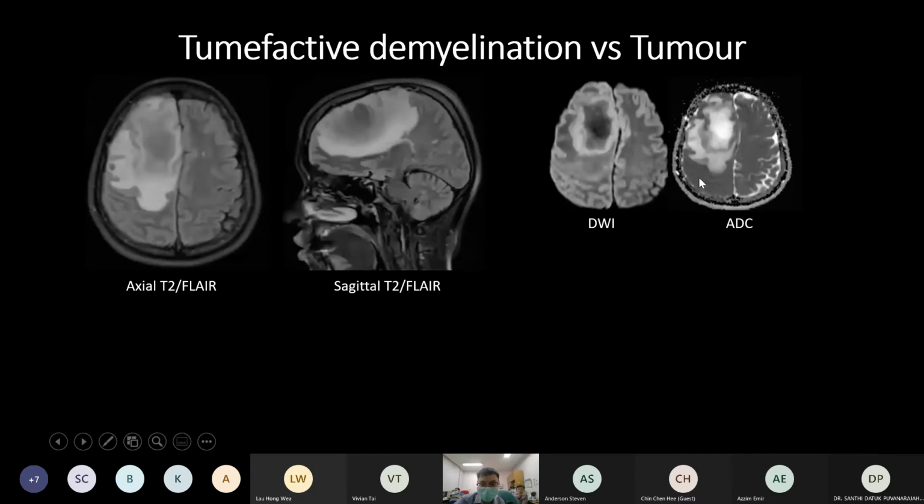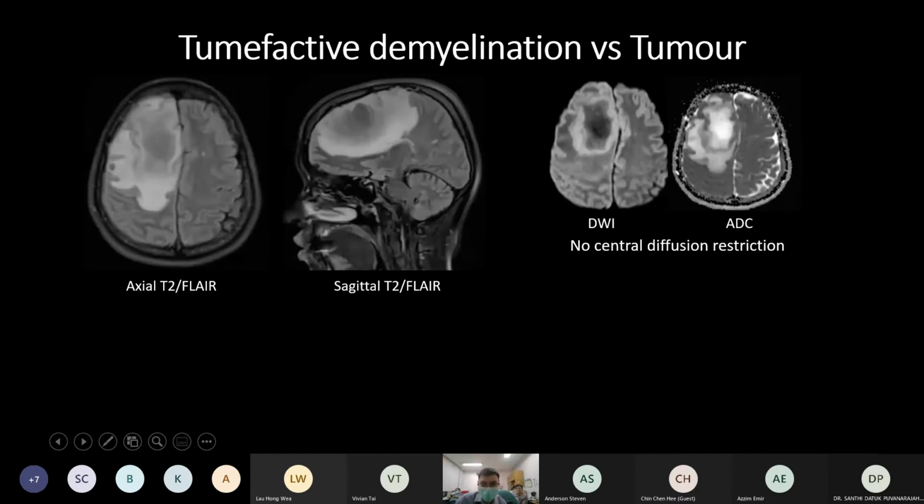So this is DWI and this is ADC. As you can see here, the central area, the so-called tumor area, this central portion appears dark under DWI and bright under ADC, which means that there's no diffusion restriction. Why? Because in a true diffusion restriction, it should be hyperintense in DWI and become dark in ADC, but this is totally the opposite. So we can surely say that there's no central diffusion restriction.